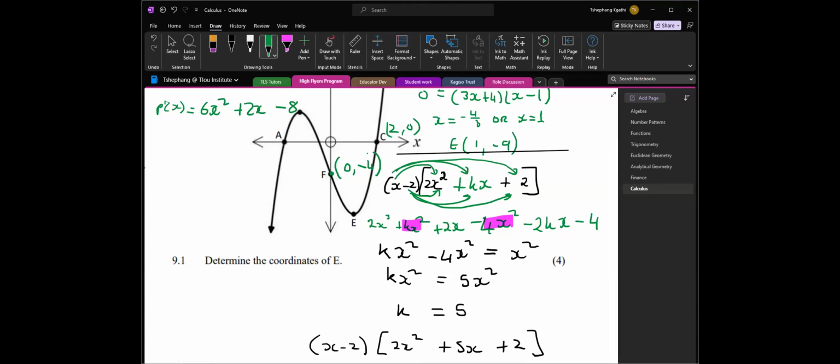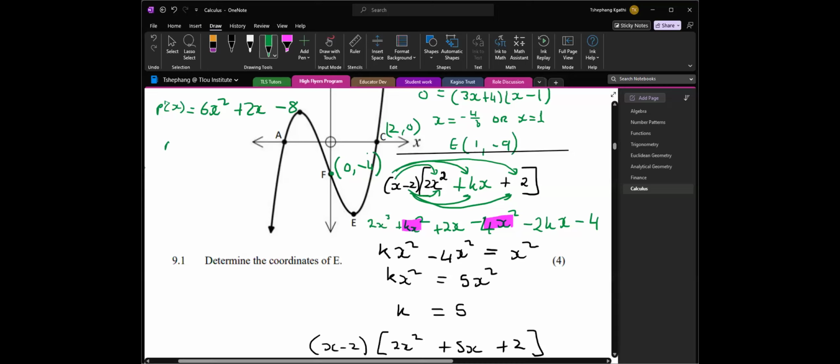Okay. Now, we wanted at point F when x is 0, which means that the gradient is going to be -8 because we found P prime of 0. I'm hoping we're all together there.